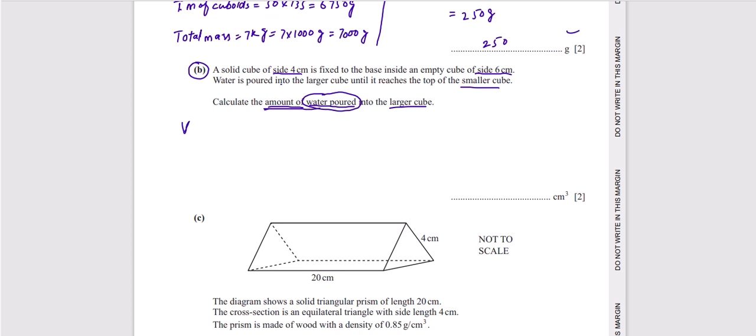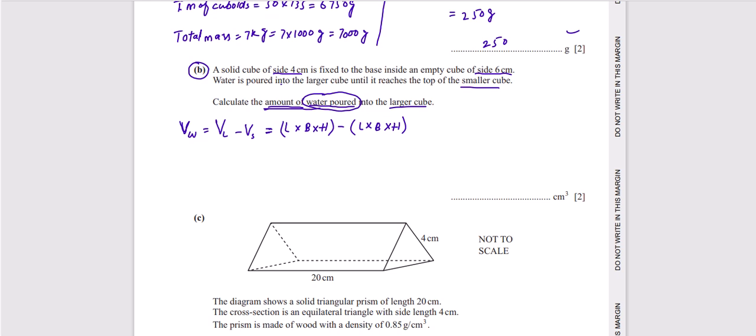Volume of water is equal to volume of large cuboid minus volume of small cuboid. The volume of large cuboid is equal to length multiply base multiply height, minus length multiply base multiply height.